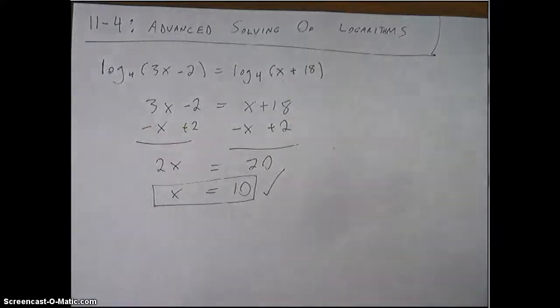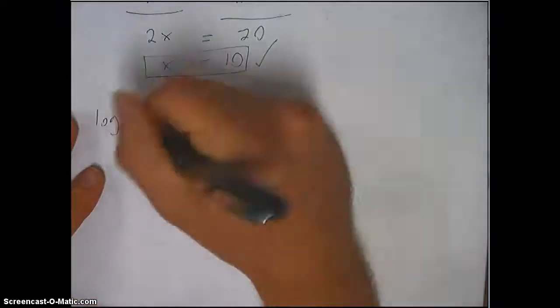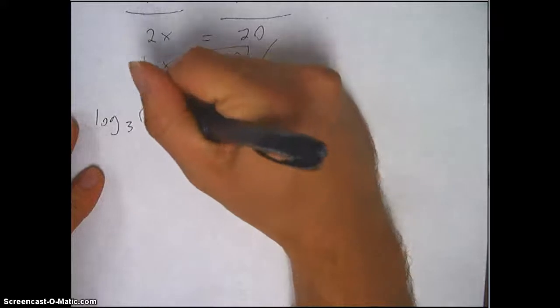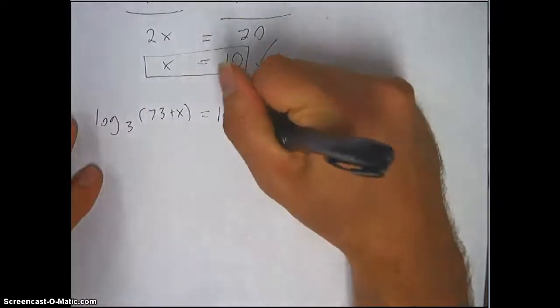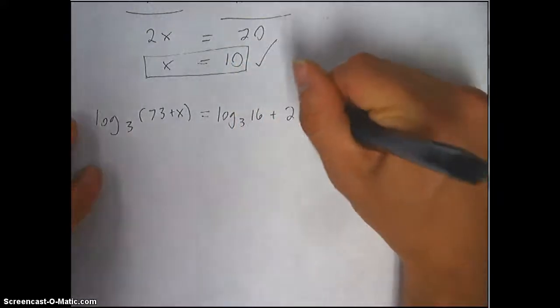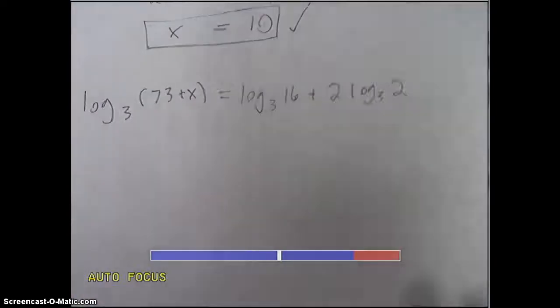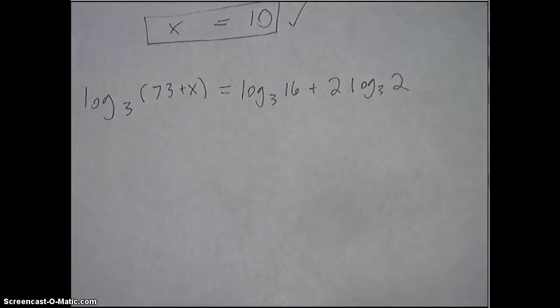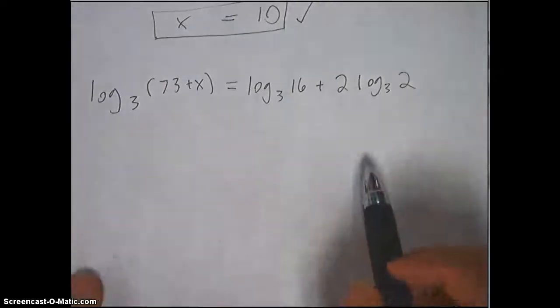Let me show you another one. Let's talk about log base 3 of 73 plus x equals log base 3 of 16 plus 2 log base 3 of 2. Now to solve this, what we just talked about in the last problem, when you can ignore the logs, only works if there's one logarithm on both sides. There's two over here, but I can combine them and make them into one logarithm.